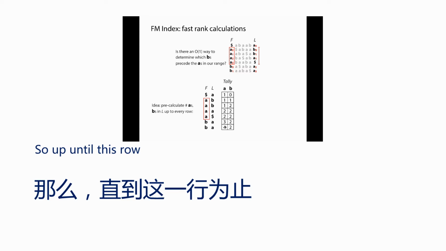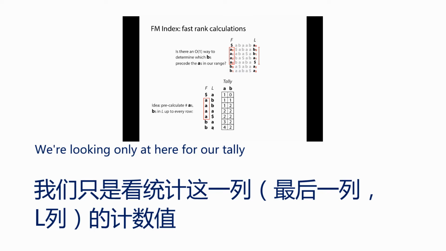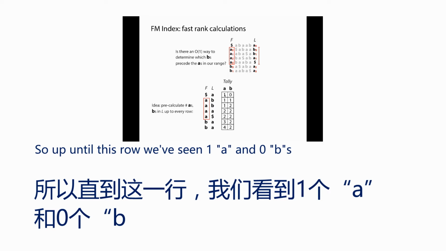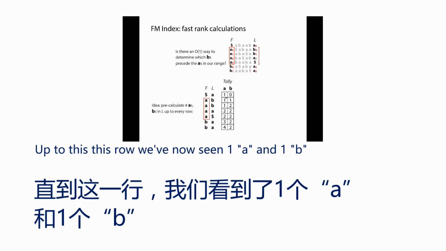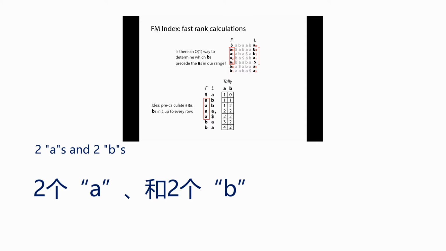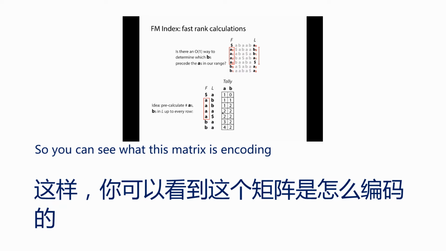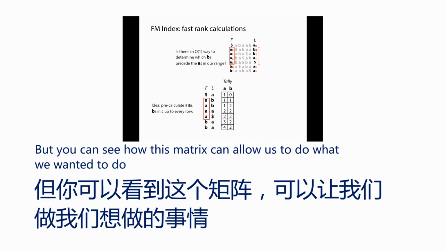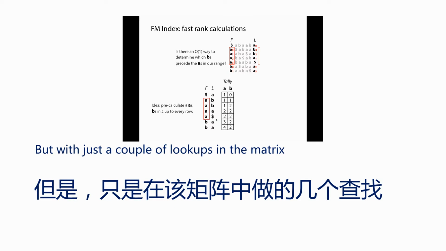Here's our tally matrix. So up until this row, we're looking only at the Burrows-Wheeler transform. We're ignoring F. We're looking at L. So up until this row, we've seen 1 A and 0 B's. So we put a 1 here and a 0 here. Up until this row, we've now seen 1 A and 1 B. So we put 1 and 1. And now we've seen 1 A and 2 B's, 1 and 2, 2 A's and 2 B's, 2 and 2. So you can see what this matrix is encoding. Now there's lots of information in this matrix. We'll address that later. But you can see how this matrix can allow us to do what we wanted to do, but with just a couple of lookups in the matrix.